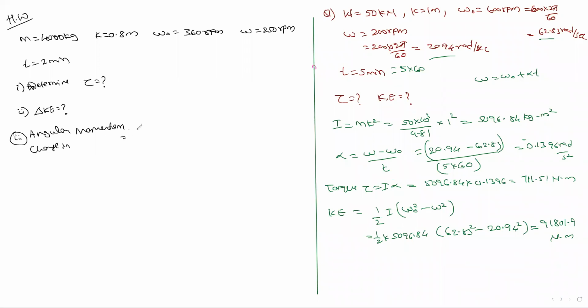So this formula is I omega naught minus I omega. The change in kinetic energy formula is half I omega naught squared minus half I omega squared, where final is omega. Torque is equal to I alpha. So this is the formula you have to use and calculate.